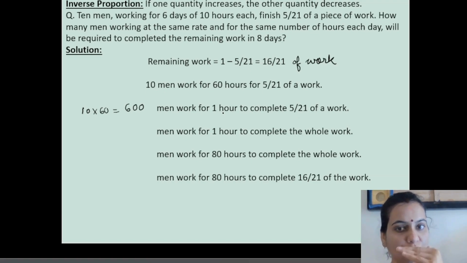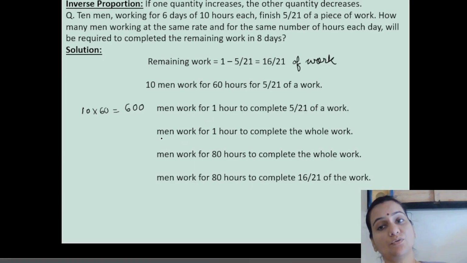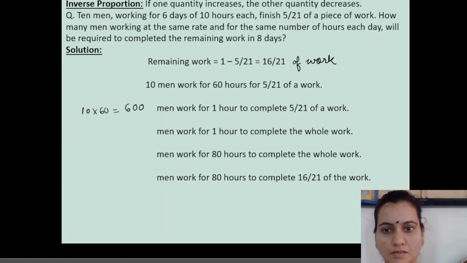We have broken down, we have come down to 1 unit of an hour, right? Then we have to again break it down and understand in 1 unit of work. 1 unit of work means whole work. If I say one work, does it sound good? No. So I have to find out how many men will be required to complete the whole work in 1 hour. Whole work means what? 1 unit of work.